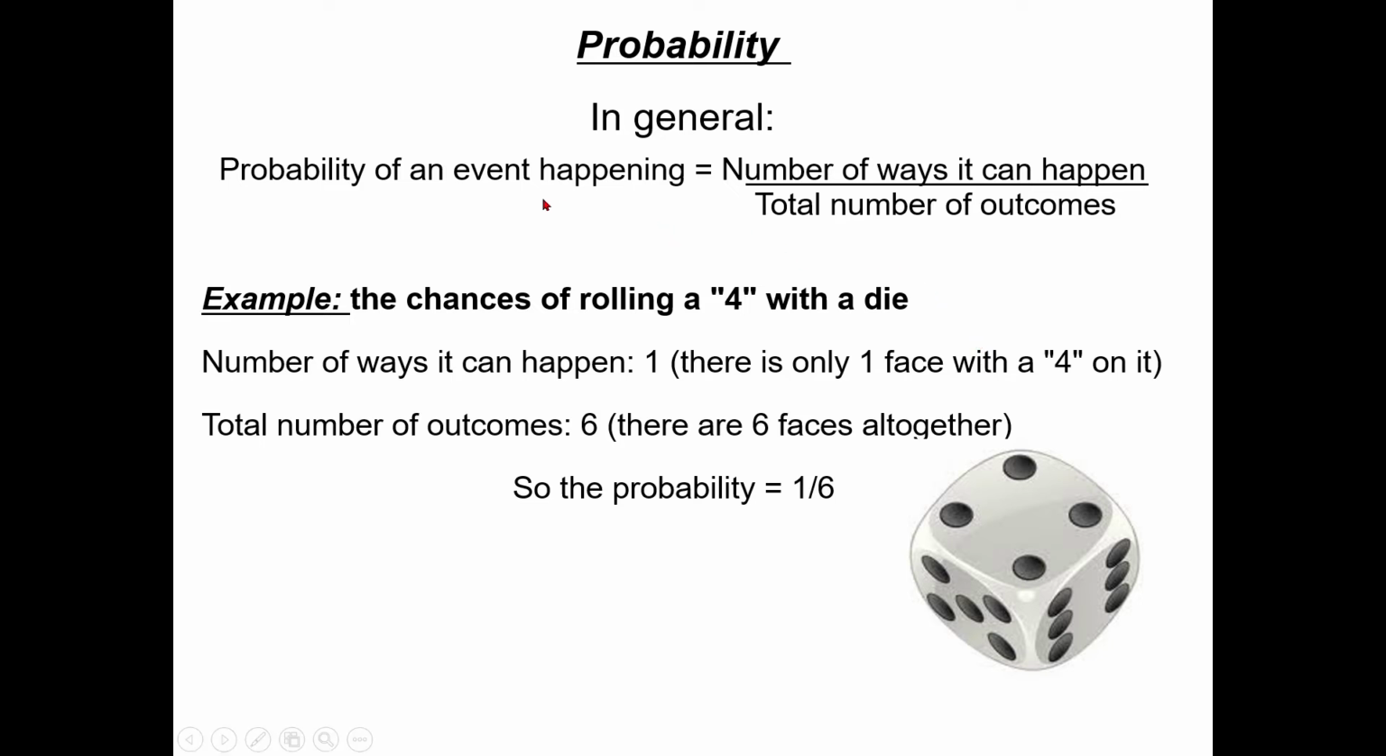Probability. In general, the probability of an event happening is equal to the number of ways it can happen divided by the total number of outcomes. For example, the chance of rolling a 4 with a die: the number of ways it can happen is 1, as there is only one face with 4 on it. The total number of outcomes is 6, as there are 6 faces altogether. So the probability is 1 divided by 6.